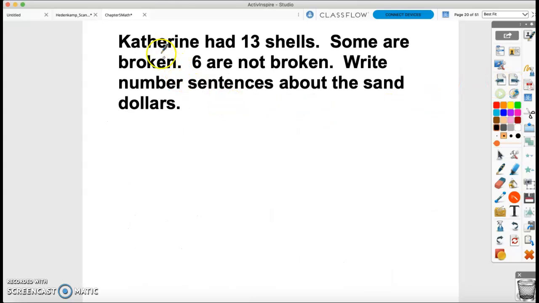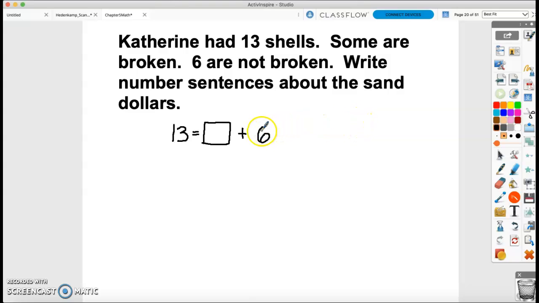One last problem. It says, Catherine has 13 shells. Some are broken, 6 are not broken. Write number sentences about the sand dollars. So it says she has 13 shells. Okay? And that's going to equal, I'm going to have some that are broken plus 6 that aren't broken. Okay? So now I have to figure out how many more.